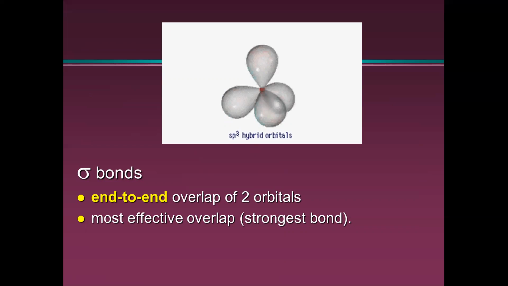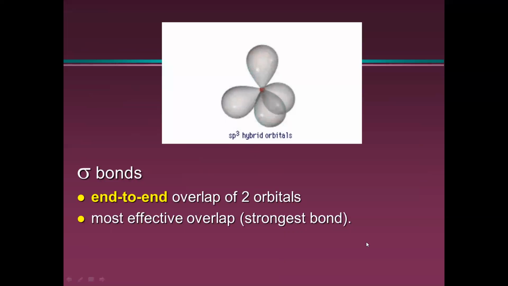So from here, we will introduce the different bonds. The first covalent bond is named the sigma bond. A sigma bond, in simple words, is end-to-end overlap of the 2 orbitals. So it's the most effective overlap.